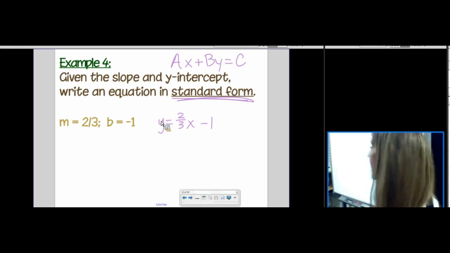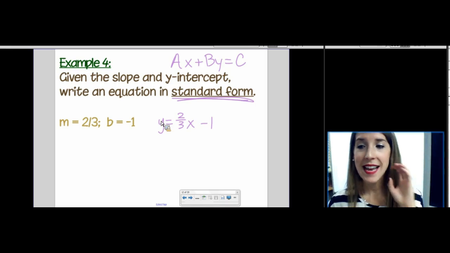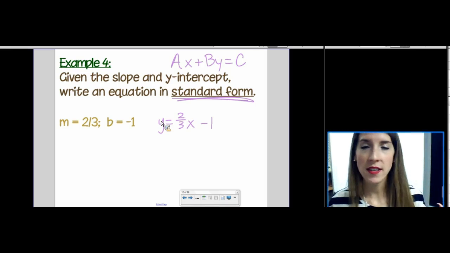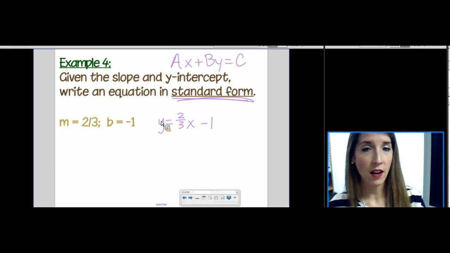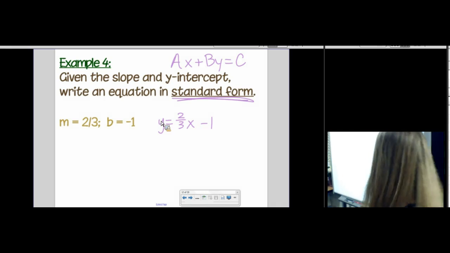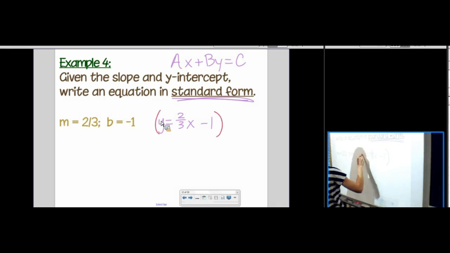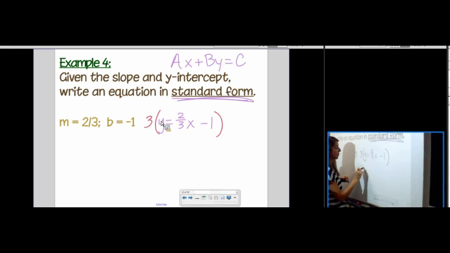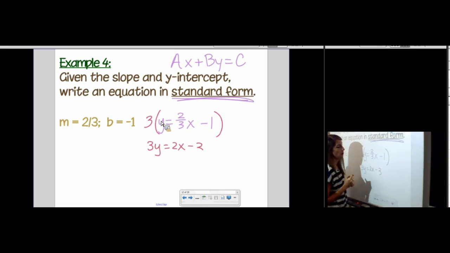All right, so we're going to take the denominator. We're going to take that 3, whatever number is in the denominator, and we're going to multiply the whole fraction by that. We don't need to multiply it by the reciprocal because we don't need to get rid of 2/3 entirely. We only need to get rid of the fraction. So we only need to multiply by 3. So we're going to multiply this whole thing by 3. So I'm going to have 3y equals 2x minus 3.